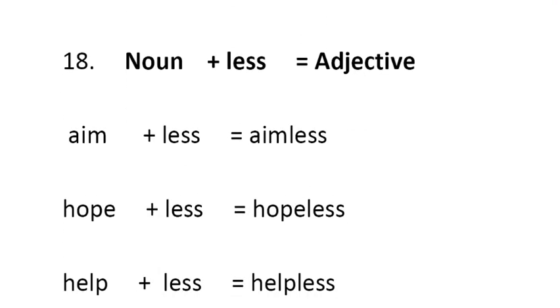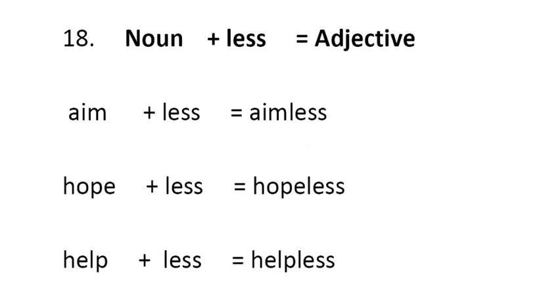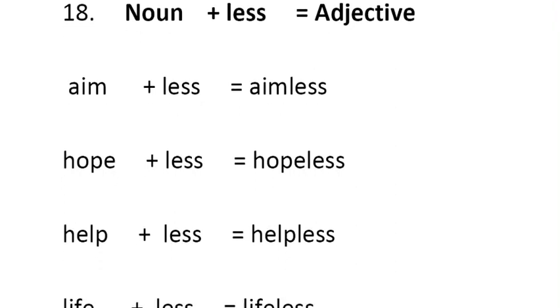Next it comes suffix less. If you add suffix less with noun, it becomes adjective. Aim plus less, aimless. Hope plus less, hopeless. Help plus less, helpless. So this is also suffix, as it is added after the root of a word, aim. So aim plus less, aimless. In this way you can form adjective from noun. So it is suffix less added with noun and becomes adjective.